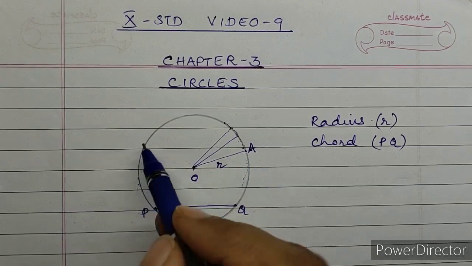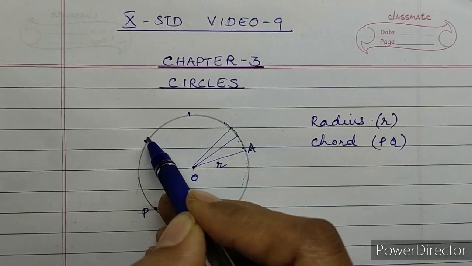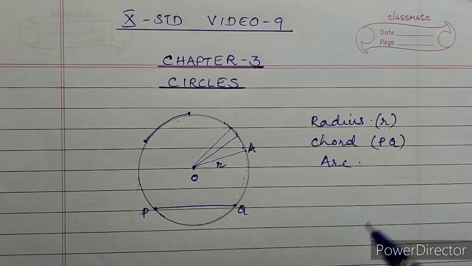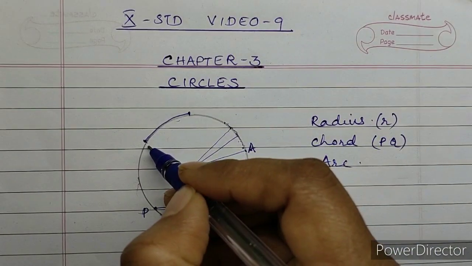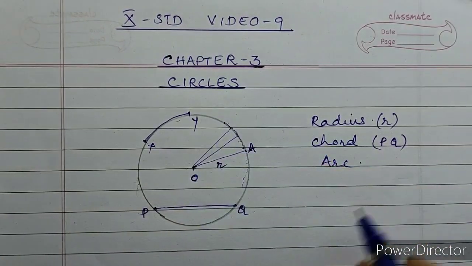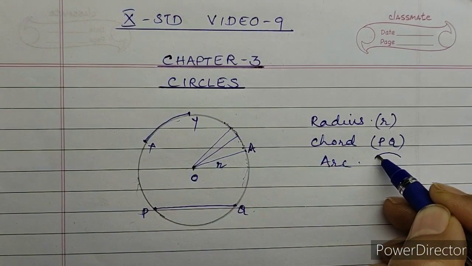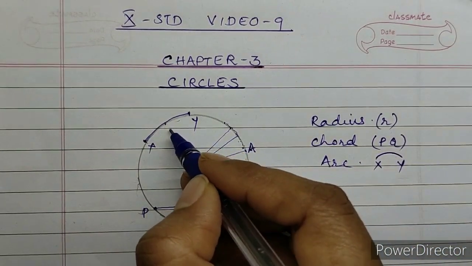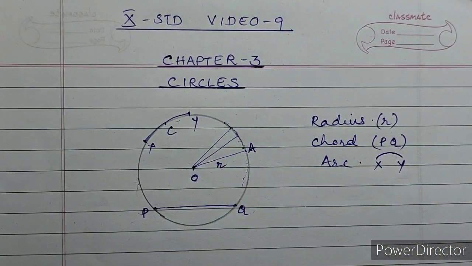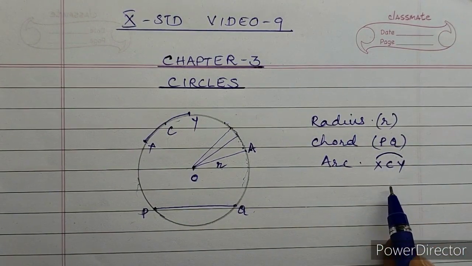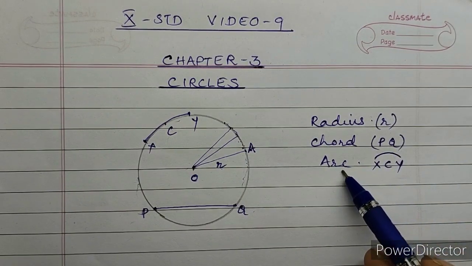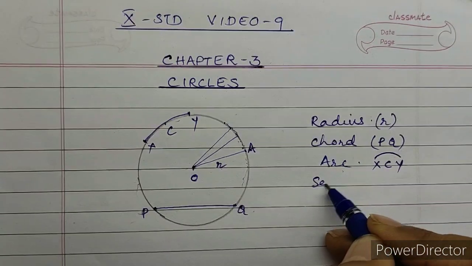Next comes a part of a circle. Any part of the circle, you will call it as arc. Arc is a part of a circle. If you are representing by X, Y, arc is represented like this, XY. If any point in between you are representing, for example X, C, Y, this is the representation of arc. So radius, chord, arc.